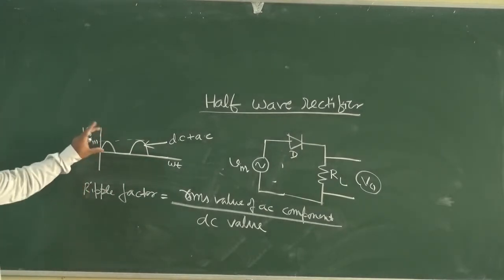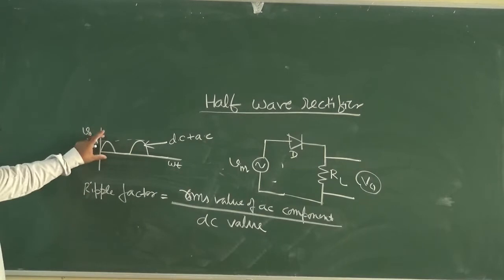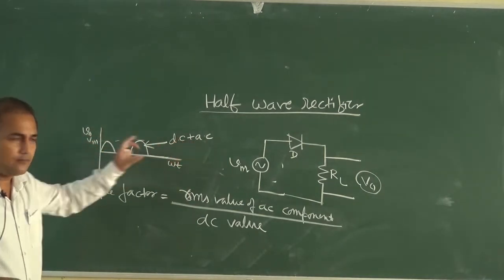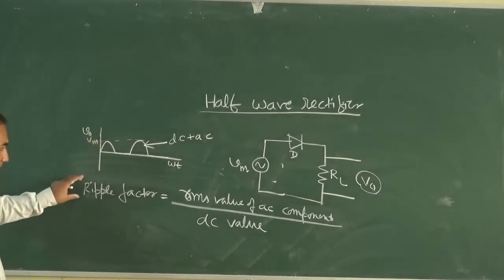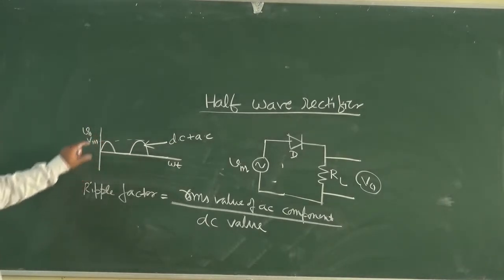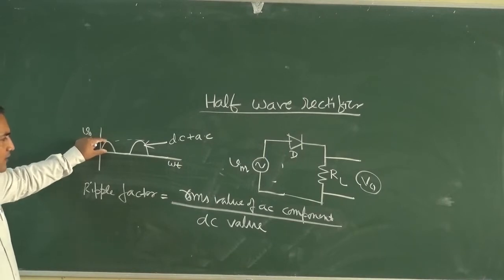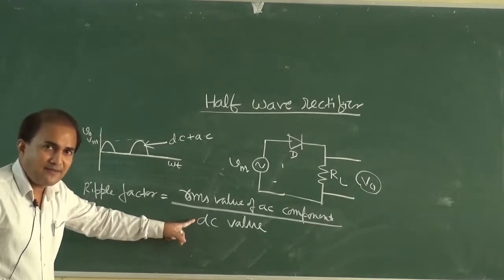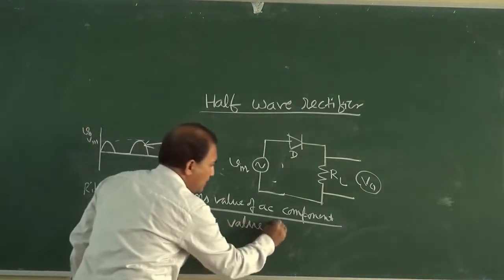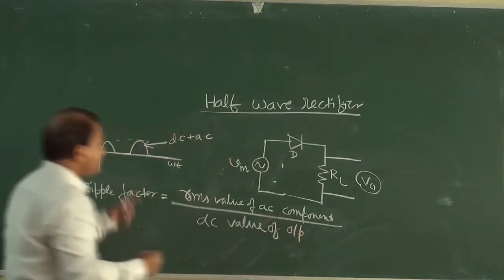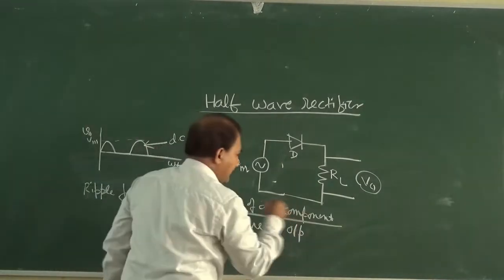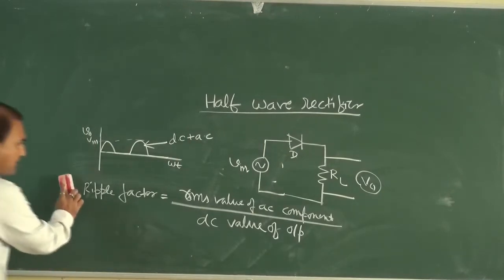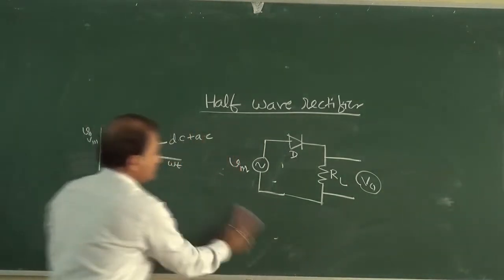So this is the output signal. In this output signal, the AC component as well as the DC component both are present. So ripple factor will be calculated like this: the RMS value of this AC component only, divided by the DC value of the output. Okay, like this, ripple factor.